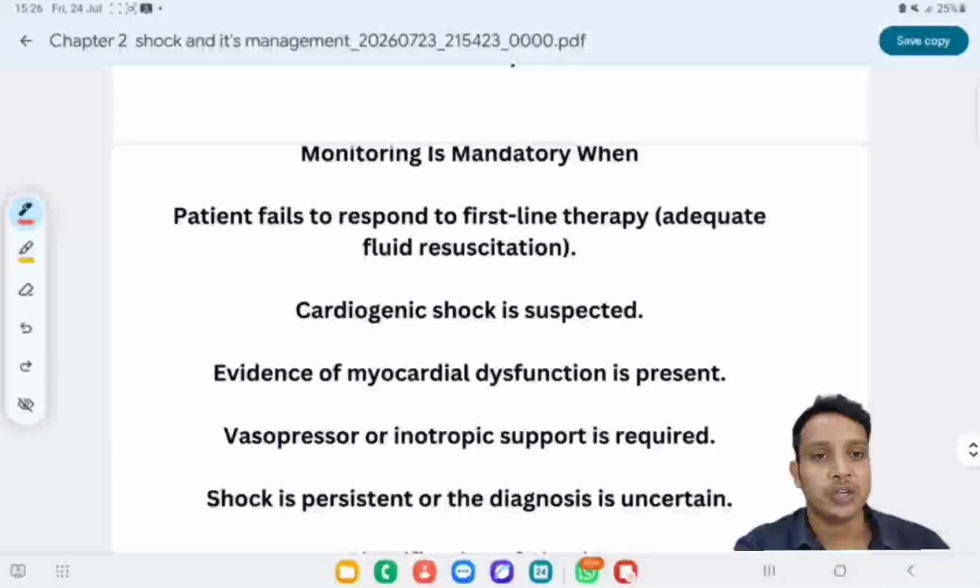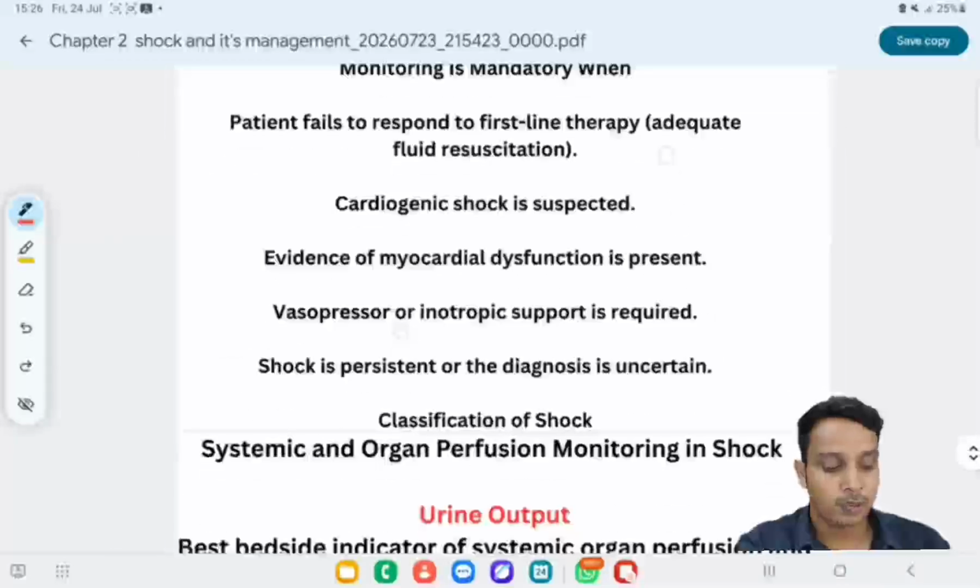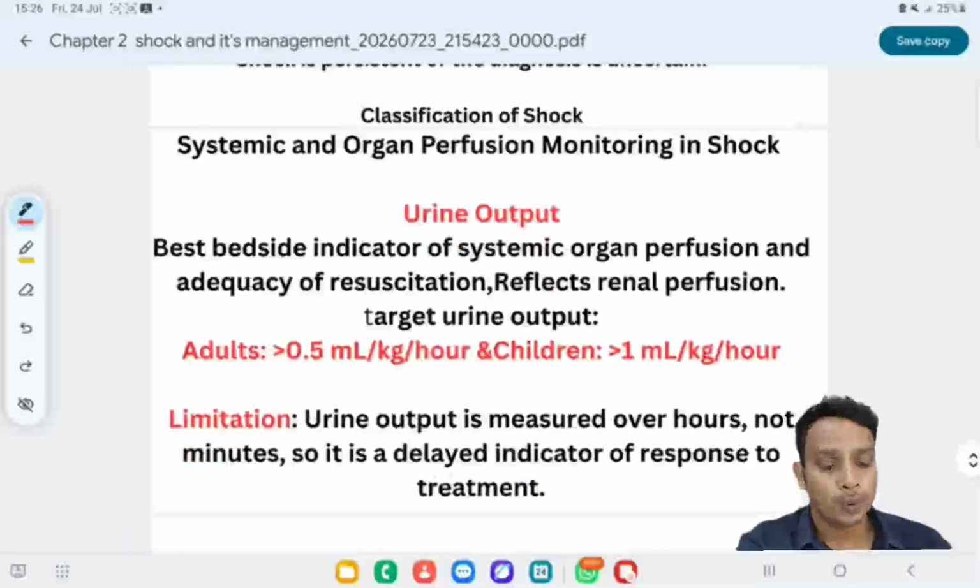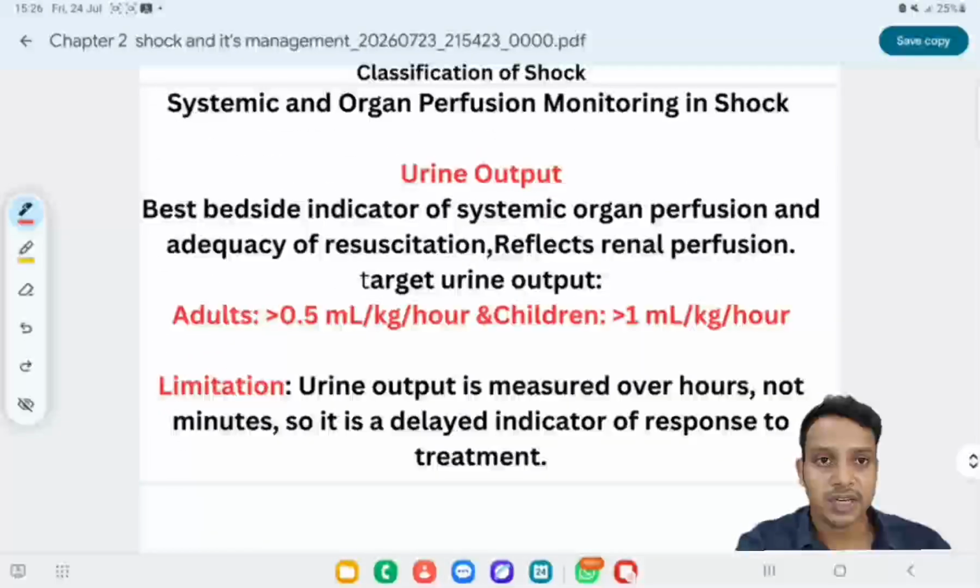So how to monitor the patient? Systemic and organ perfusion monitoring in a shock patient is by urine output. Urine output is the best bedside indicator of systemic organ perfusion and adequacy of resuscitation, and it also reflects renal perfusion. Normal urine output in an adult patient is 0.5 ml per kg per hour, and in children more than 1 ml per kg per hour should be there for adequate resuscitation. But urine output monitoring has a drawback: you measure it hourly, not minute to minute variation, which is happening in our shock patients. So this is the drawback of measuring urine output.